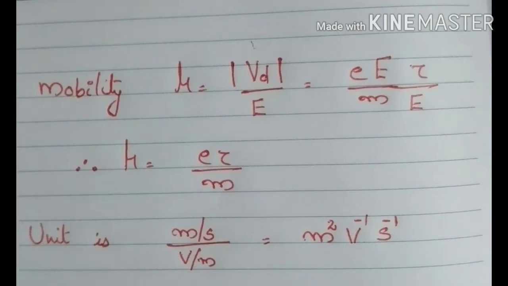Mobility mu is equal to drift velocity divided by electric field. So its formula is mobility mu equals E tau divided by m, where tau is relaxation time. The unit of mobility is drift velocity, meter per second, divided by volt per meter. Hence its unit is meter square volt raised to -1 second raised to -1.